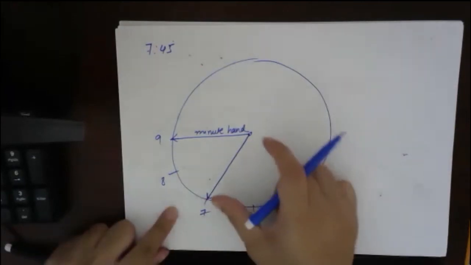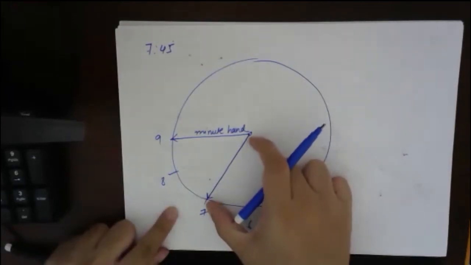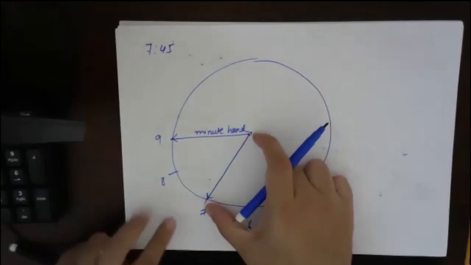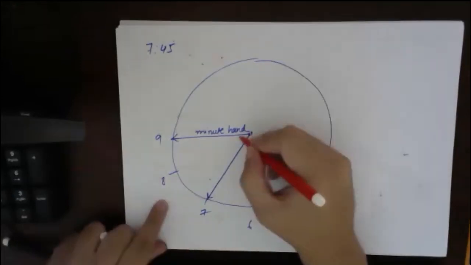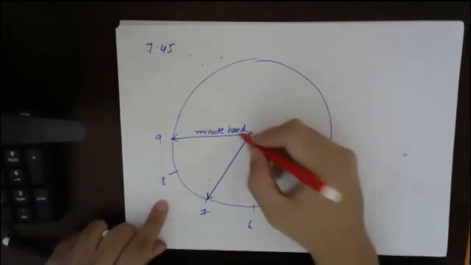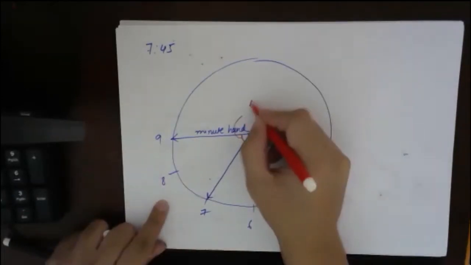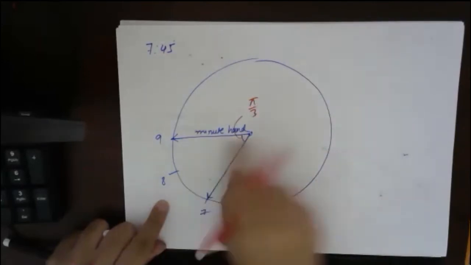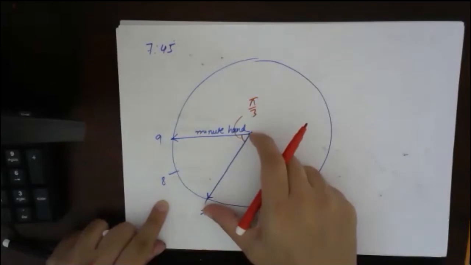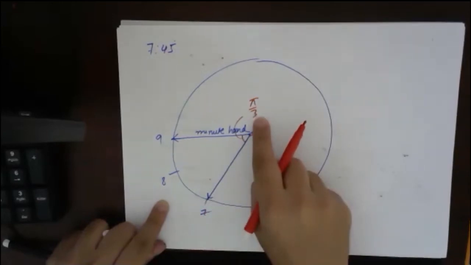So when it was exactly 7, the hour hand would be here. The angle between these two would be 60 degrees. 60 degrees means pi by 3. So when the hour hand was at exactly 7, it would have moved pi by 3, right?